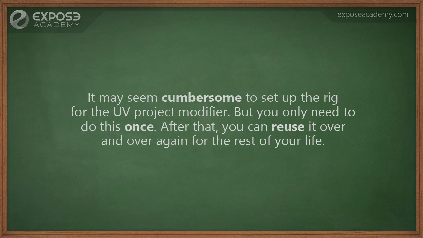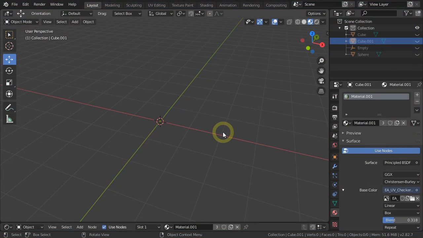Okay, you might be thinking of quitting the video now, imagining how cumbersome it is to set up the rig for the UVProject Modifier. But trust me, you only need to create this once in your lifetime. After that, you never have to recreate them again for the rest of your life. You can just append and/or copy it over and over again. After you pass those difficulties, you have greater control over the texture projection. Let's see how we can do this.